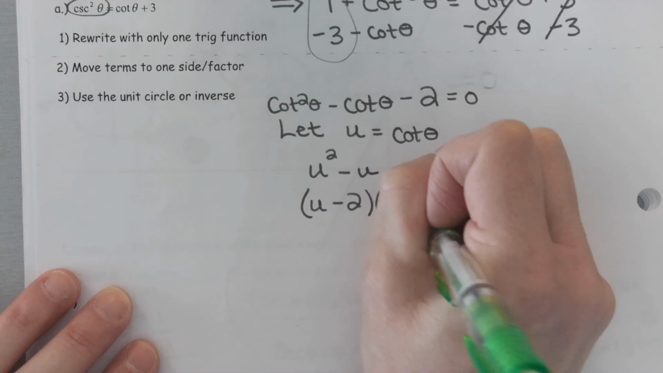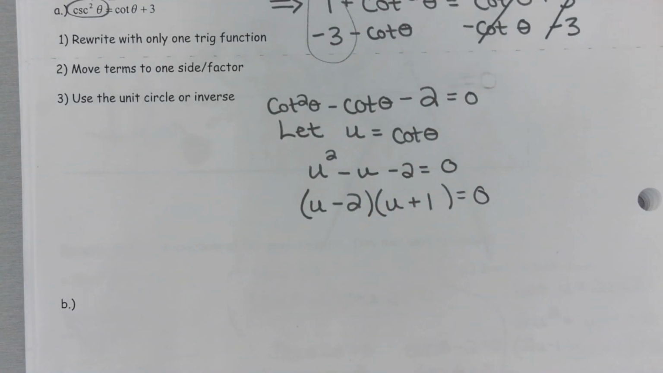-2, +1. Step back and make sure you agree. -2 times 1 is -2. -2 plus 1 is -1, yeah?